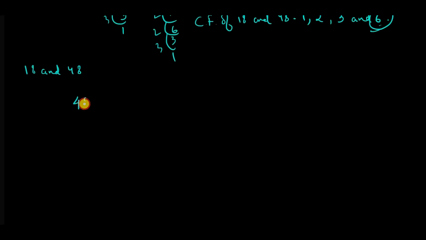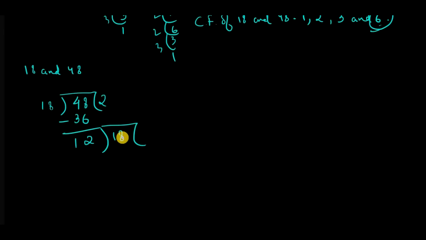What I need to do is I'll write down 48 and I'll divide it by the smaller number, that is 18. Alright, we have to divide it by the smaller number. 18 3s are 54, 18 2s are 36. So it will be 2, and 12 is the remainder. Now the next step will be I'll bring down this divisor here, and I'll divide it by the remainder. 12 1s are 12. 6 is the remainder.